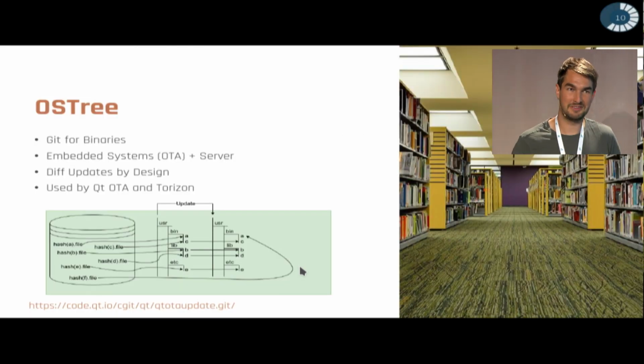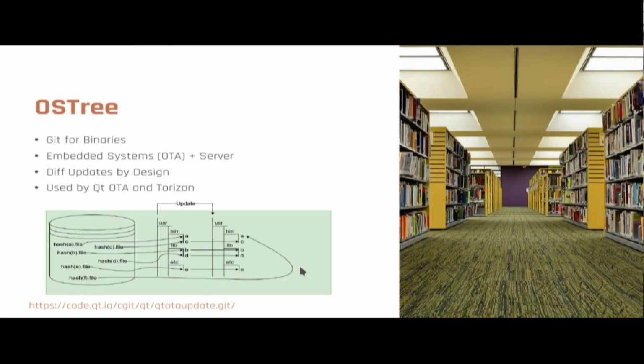So OSTree is the first more modern approach to a software update. It's also called Git for binaries. And how it works, you have a huge repository of files which are just stored not with their file name, but with the hash of the file, .file. So you have this database here. And you put all your files in there.